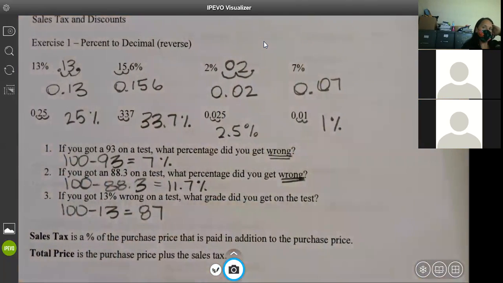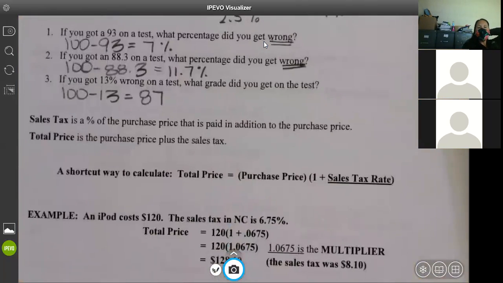That's it. All right. So sales tax is a percent of the purchase price that's paid in addition to the purchase price. So when you guys go shopping, doesn't matter what you buy, you have to pay tax on it. So if it says it's $1.50, you're probably going to end up paying a little bit more, having to add that sales tax on. So you guys are going to figure out how to do that today.